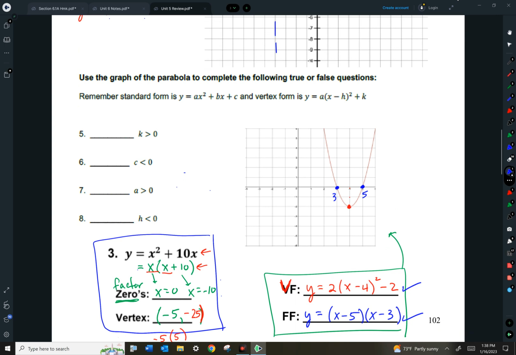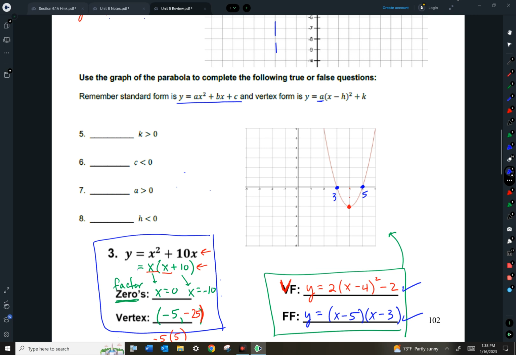Okay, it says, remember standard form looks like this. So there might be a number in front of the x squared, might be a number in front of the b, might be a number over there at the end. And then the vertex form looks something like this, where you have a number out in front. You might have x minus some number. That h just represents some number. And then you might have a number added or subtracted over at the end. Okay?